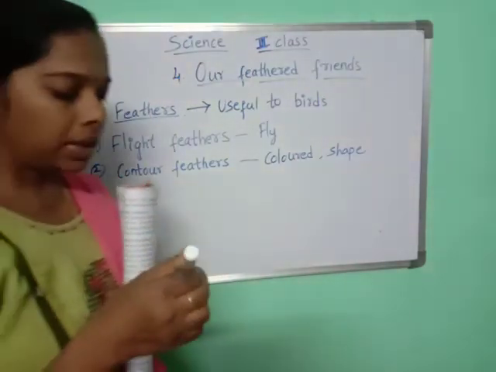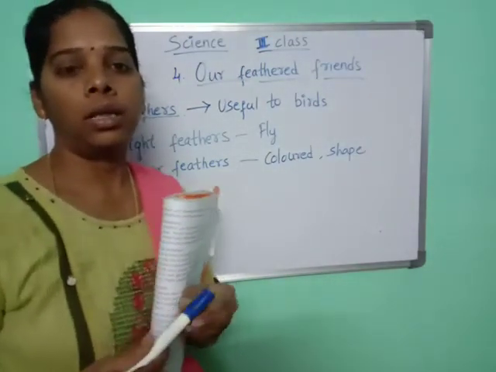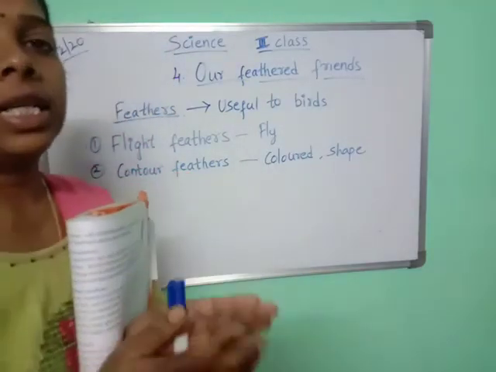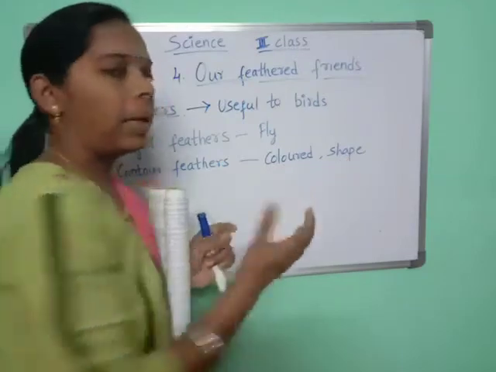Ante adoka particular color prati bird okalaga undadu kada. They look different. So because of the contour feathers, they are differently colored for different birds and it gives a particular shape to the bird.